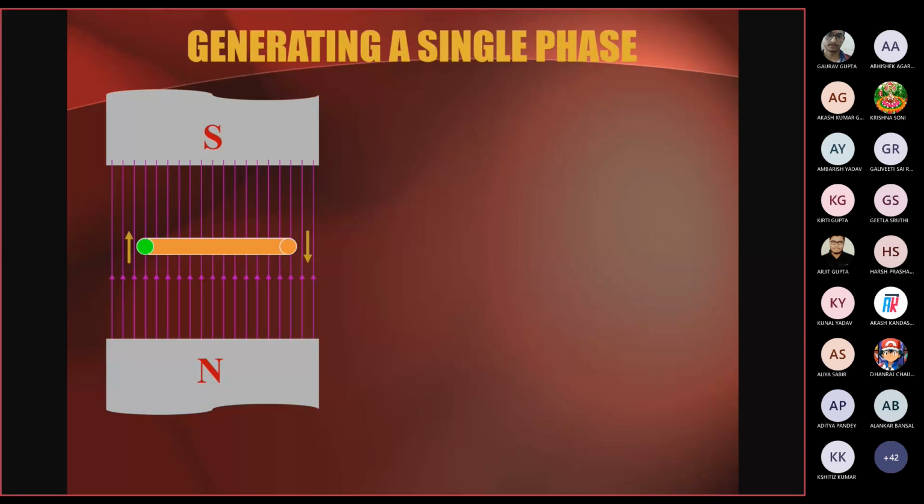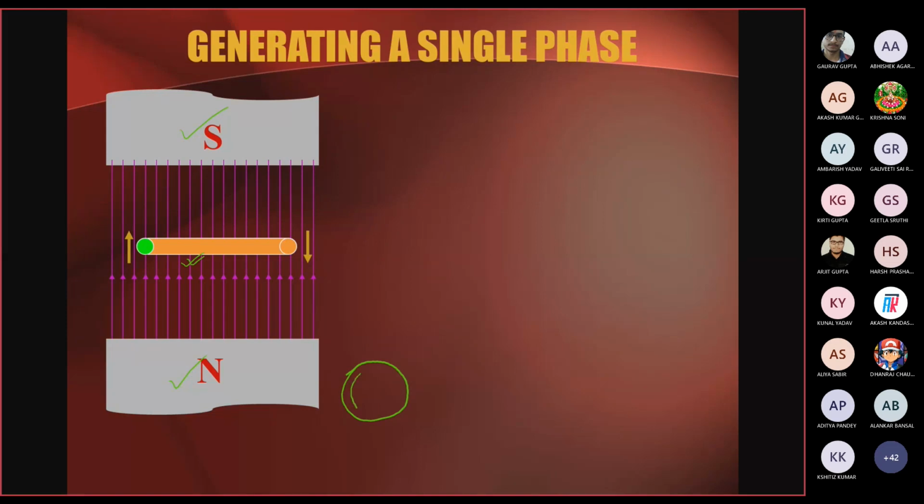So here you can see that we have two poles, south pole and north pole. So this combination basically forms your pole pair. So one pole pair means you have a combination of north pole and south pole, right? So in this you can see that we have a conductor. This is your conductor, orange one. So basically in any machine, we have a stator and rotor.